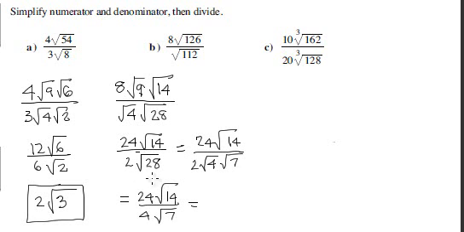Now we're ready to divide. 24 divided by 4 is 6. Root 14 divided by root 7 makes root 2.